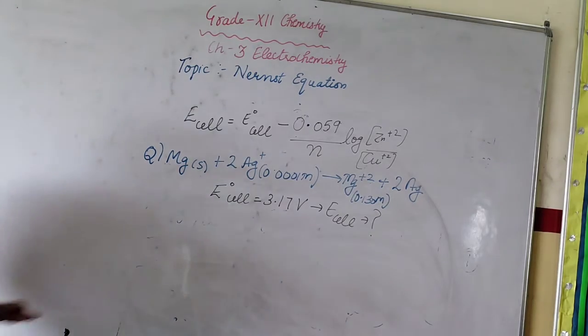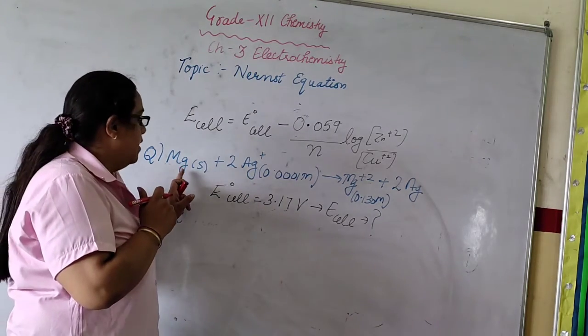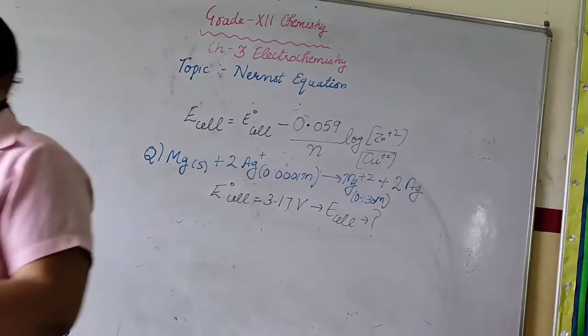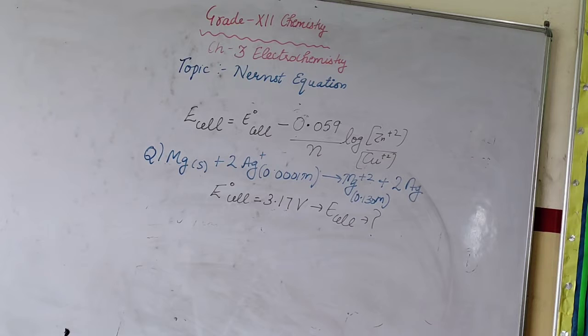First, see where oxidation is going on. Here Mg is converted into Mg+2, which means an increase in oxidation number. So here, an increase in oxidation number means oxidation is occurring at magnesium, and silver plus (Ag+) is converted into silver. So a decrease in oxidation number is reduction.